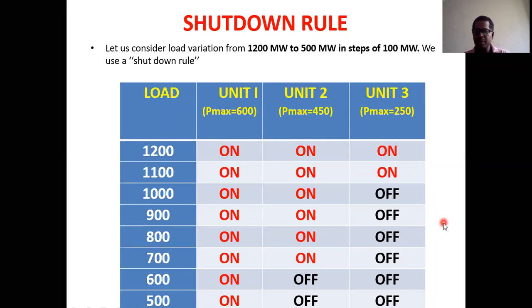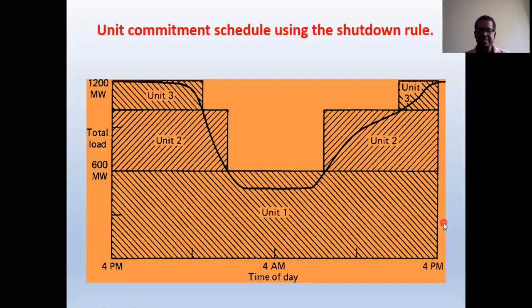Now the same truth table can be represented in a diagram. This is the same representation, a diagrammatic representation of the previous example. So the time axis is 4 p.m. to 4 p.m. and the y-axis is load. If your load is more than 1100 megawatts, or we can say more than the combination of unit 1 and unit 3, that is 600 plus 450, that is 1050, then when your load is more than 1050, we must operate all the 3 units. We need to operate unit 3, unit 2, and similarly unit 1.